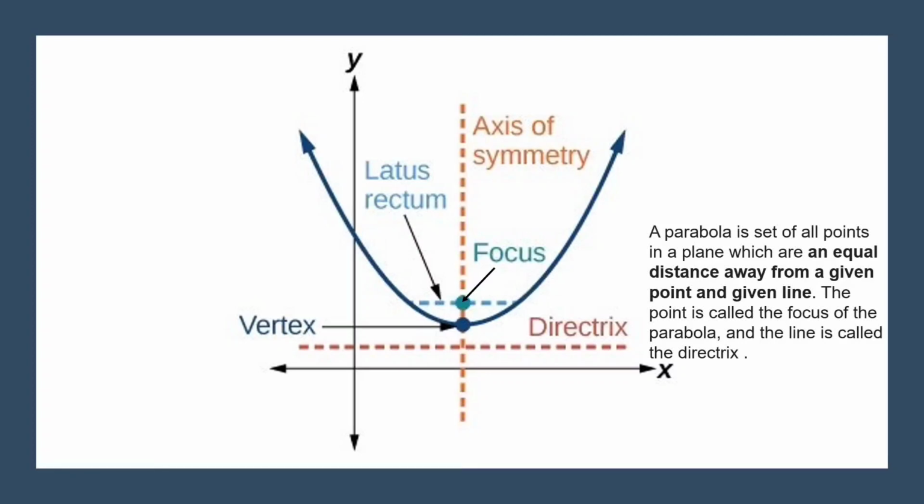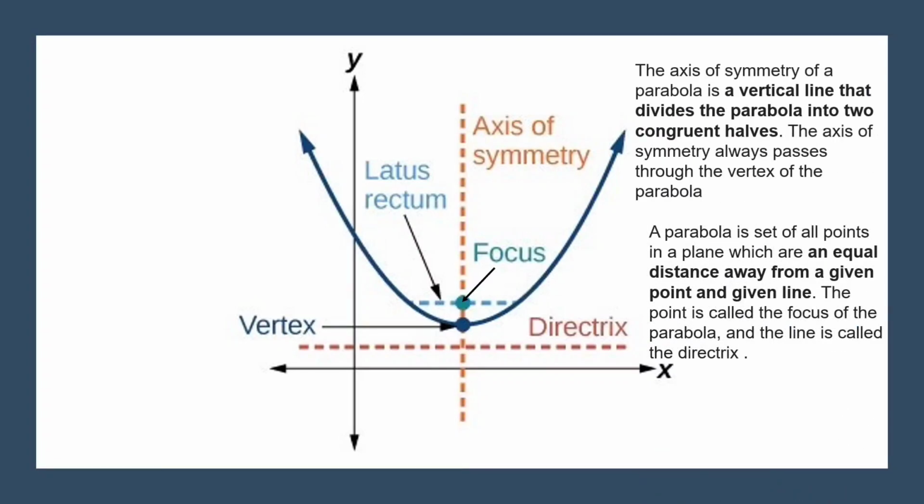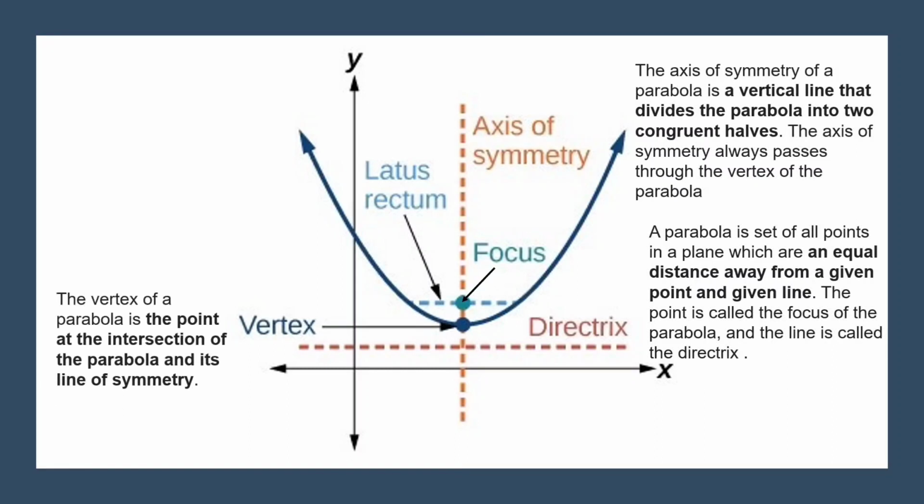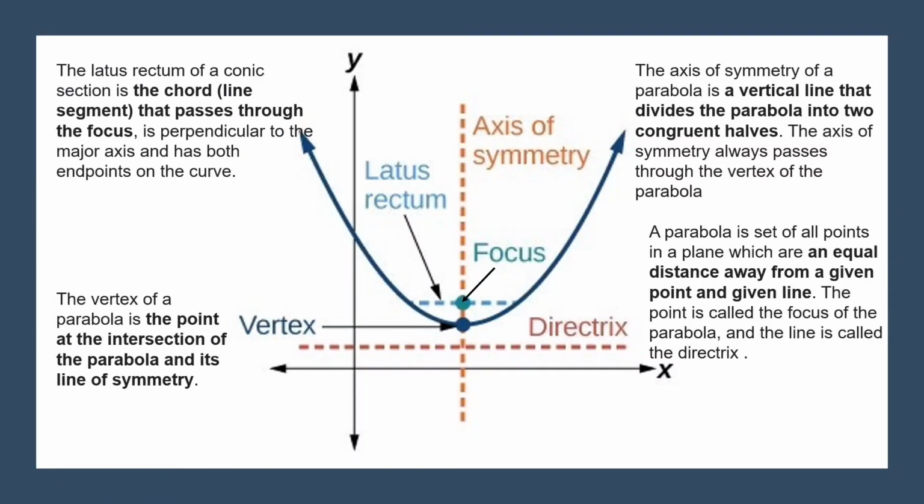in the figure. The axis of symmetry of a parabola is a vertical line that divides the parabola into two congruent halves. The axis of symmetry always passes through the vertex of the parabola. The vertex of a parabola is the point at the intersection of the parabola and its line of symmetry. And the latus rectum of a conic section is the chord, line segment, that passes through the focus, is perpendicular to the major axis that has both endpoints of the curve.